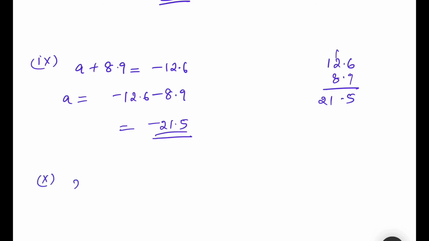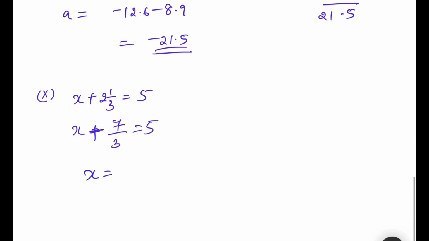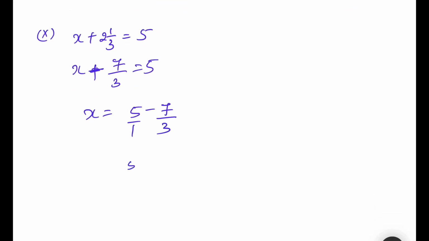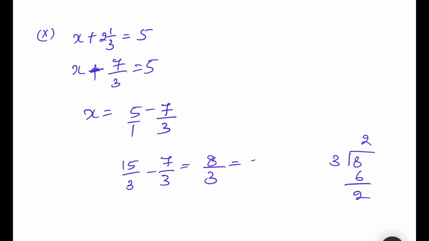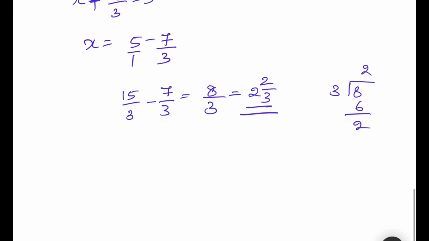10th one you have x plus 2 1 by 3 equal to 5. So x equal to 5 minus 2 1 by 3. I can write 2 1 by 3 as 3 twos are 6, 6 plus 1, 7 by 3. So x equal to 5 minus 7 by 3. You know how to subtract fractions, right? 5 threes are 15 by 3 minus 7 by 3 will give you 8 by 3. That is equal to 2 2 by 3, will be your answer here.